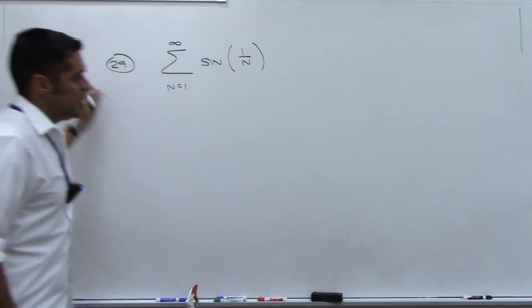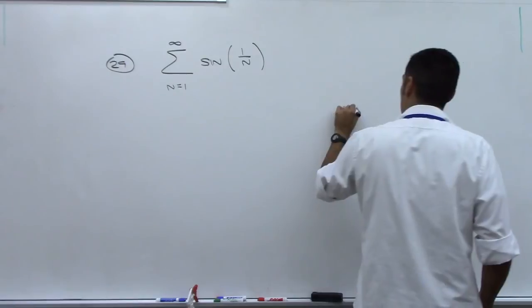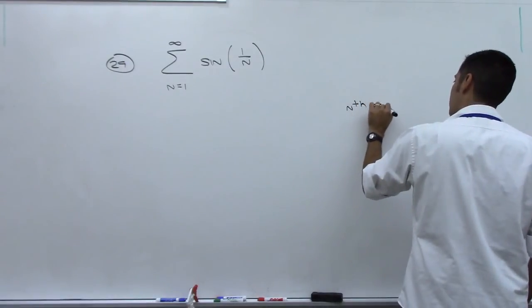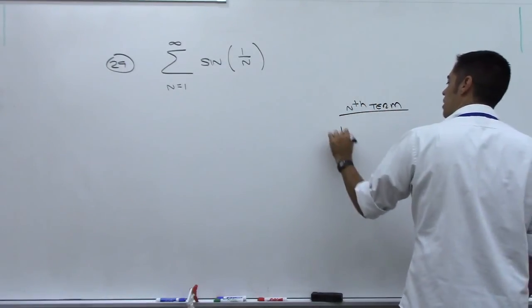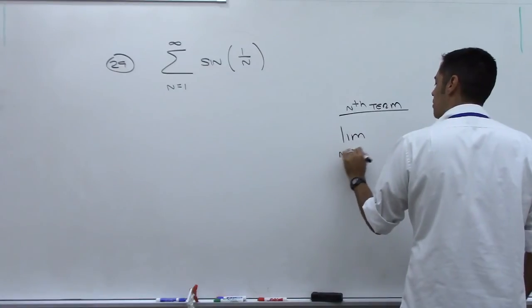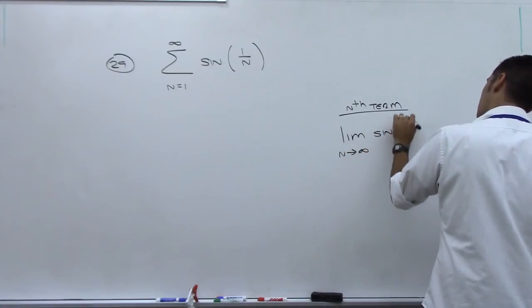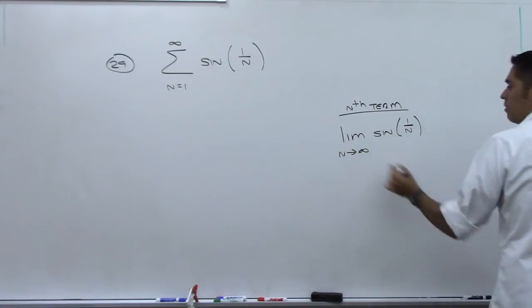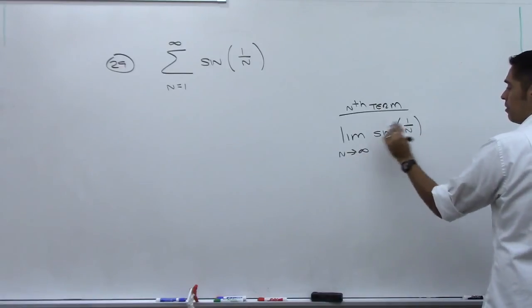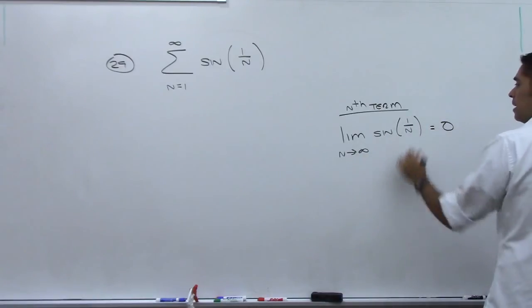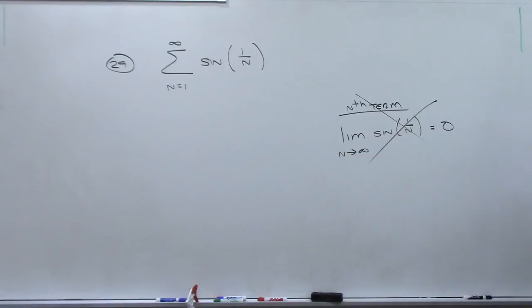Let me do the nth term real quick to see what happens. Nth term test. What is the limit as n goes to infinity of sine 1 over n? Well, as n goes to infinity, 1 over infinity goes to 0, sine of 0 is 0. What does that tell me? Not a thing. Test failed. I was hoping that would go to something other than 0.